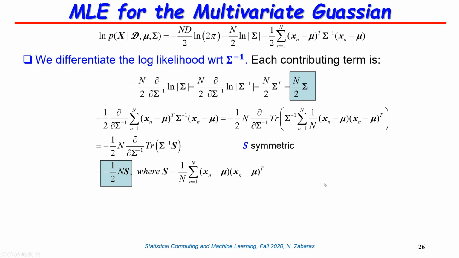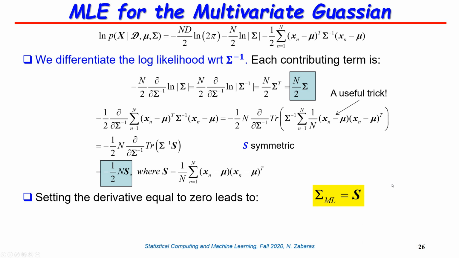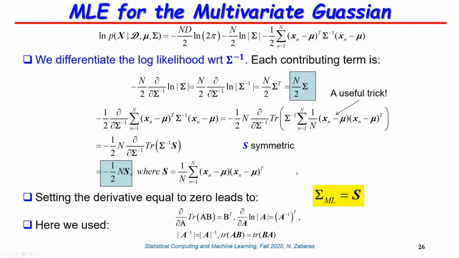You put those terms together, and here is the final answer: the MLE estimate for sigma is equal to the sample covariance matrix S, which is the anticipated answer. So a little bit of algebra, but I think it is useful to familiarize yourselves with it. This trick here is fundamental, but also being able to take derivatives of the logs of determinants and things like that is nothing difficult.